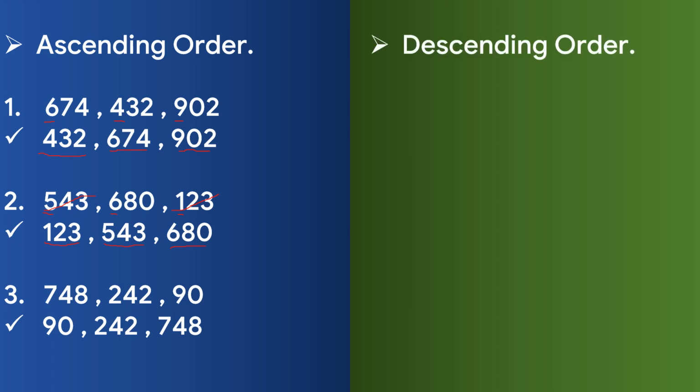Now your third set of numbers is 748, 242 and 9090. The first rule of comparison is that first you have to count the number of digits. In example number 1 and 2, the number of digits are the same. But see in example number 3, first they gave 3 digits, then again 3 digits, but after that they gave only 2 digits to you, that is the 9090. So this 9090 is the smallest number. So in ascending order you have to write down 9090.